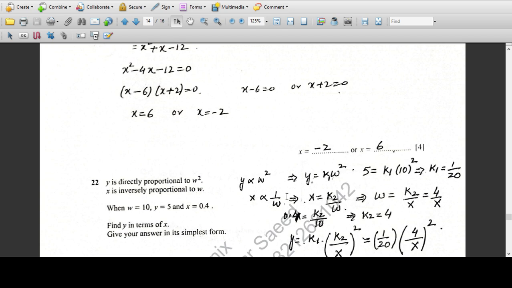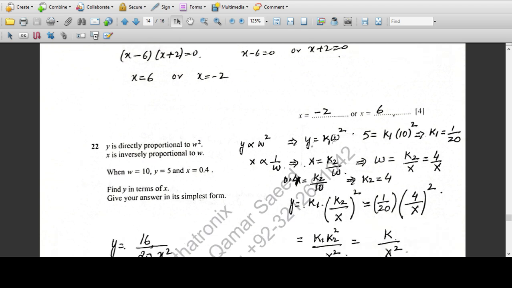So here we have omega is equal to k2 upon x. In place of this omega, we can write k2 upon x. So y is equal to k1, and in place of omega, we write down k2 upon x.